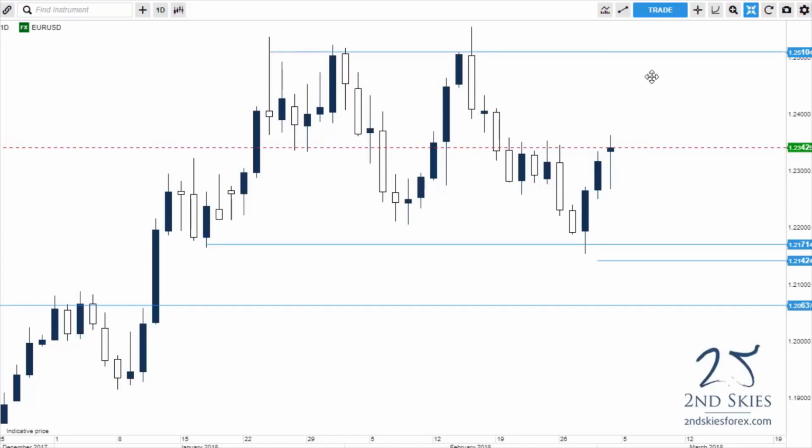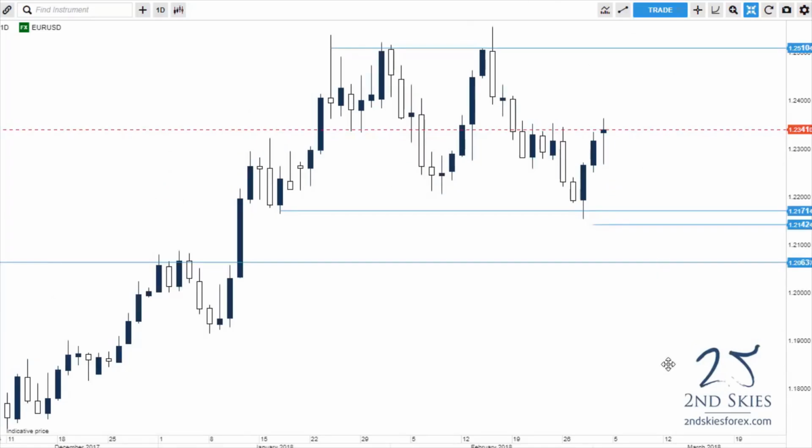That's how I chose my entry. That's how I chose my stop loss, my take profit. You've seen the price action context, which I've explained in terms of why I'm doing this. So that pretty much explains my euro-dollar trade.